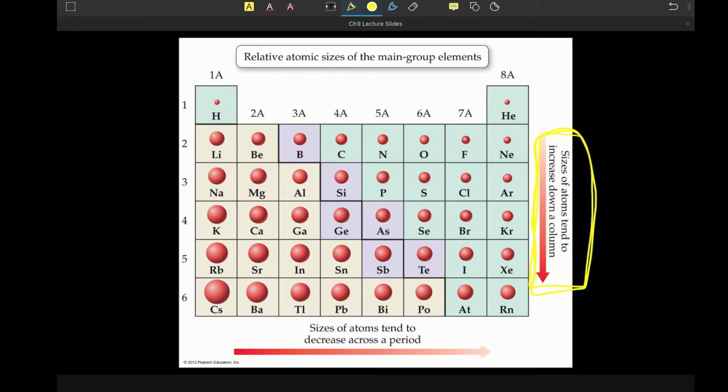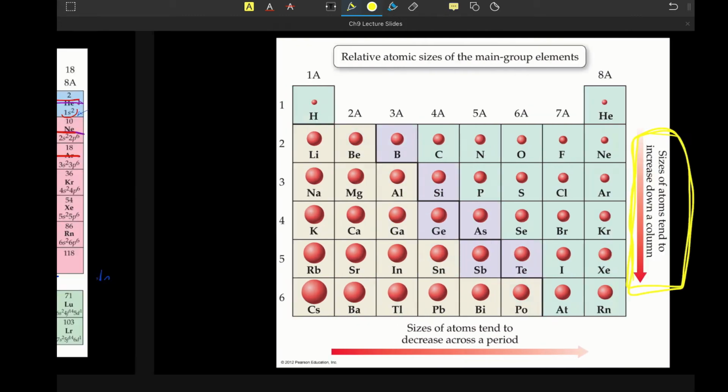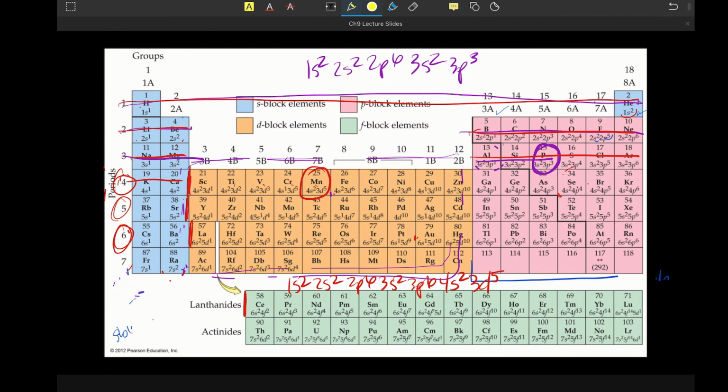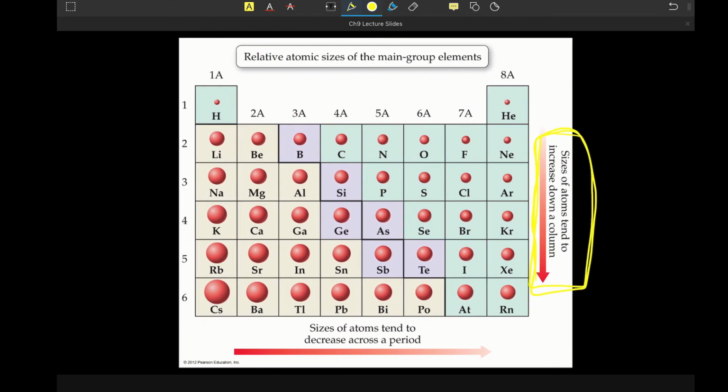But anyway, as we go down a group, the atom size increases, which makes sense because we just said in this previous chart that as we go down a group, we add shells, right? Which makes sense. If we are adding a shell, the atom is necessarily larger. Yes, I feel like that makes sense, right? As we go across a period, and when we say across, we always mean left to right, we'll see that the atoms tend to decrease in size.